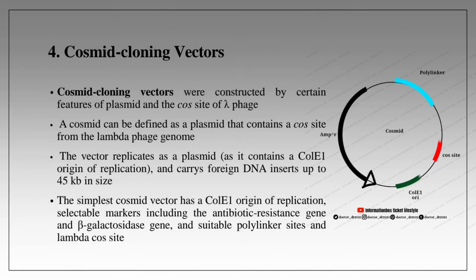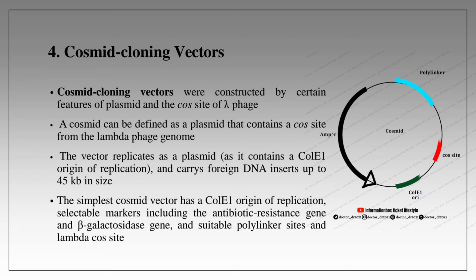Number 4. Cosmid cloning vector. Cosmid cloning vectors were constructed using certain features of plasmids and the cos site of lambda phage. A cosmid can be defined as a plasmid that contains a cos site from the lambda phage genome. The vector replicates as a plasmid as it contains a ColE1 origin of replication and carries foreign DNA inserts up to 45 kb in size.